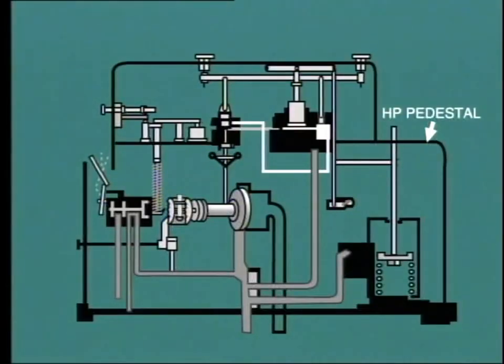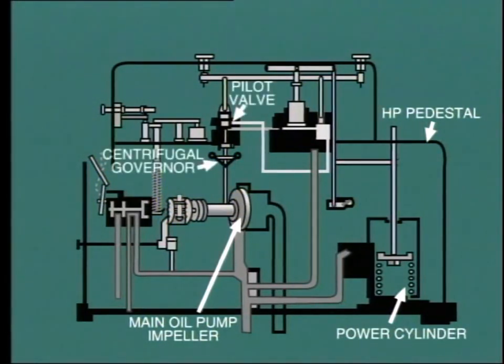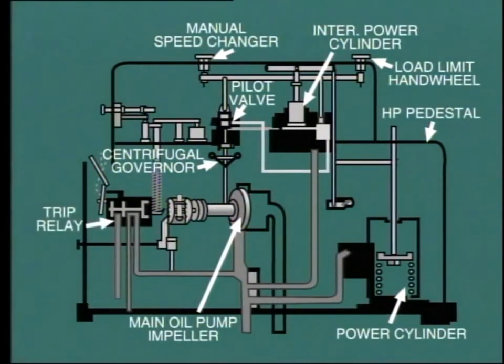In this schematic, we can see the main oil pump driven directly from the turbine shaft, the power cylinder, which operates the control valves, the centrifugal governor and its pilot valve, an intermediate power cylinder between the governor pilot valve and the main power cylinder, the hand wheel for manual operation of the speeder gear, a load limit hand wheel which can be set to restrict the turbine output, and the trip relay which operates the stop valves.